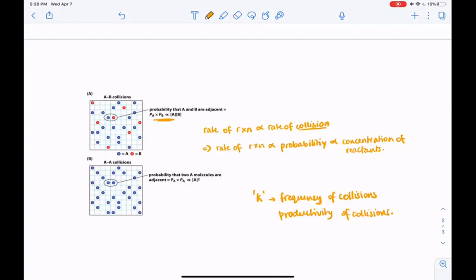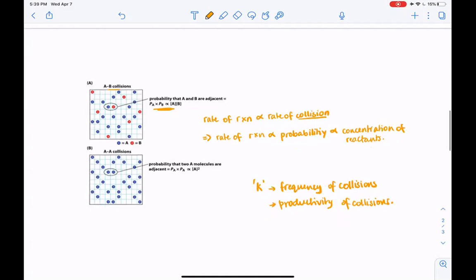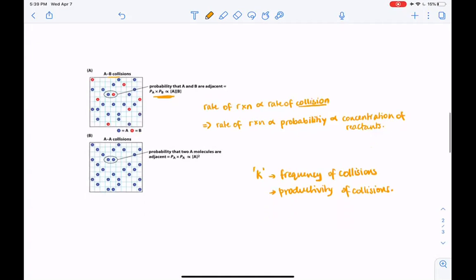And so the proportionality constant, k, also known as the rate constant, represents this frequency of collisions. It also represents, and this is super ambiguous, but we're going to talk about it later in the chapter, the productivity of collisions, because not every collision is going to result in a successful reaction going forward. Not every collision between a molecule of, say, A and B in a system is going to be productive. So k takes into account all of that.